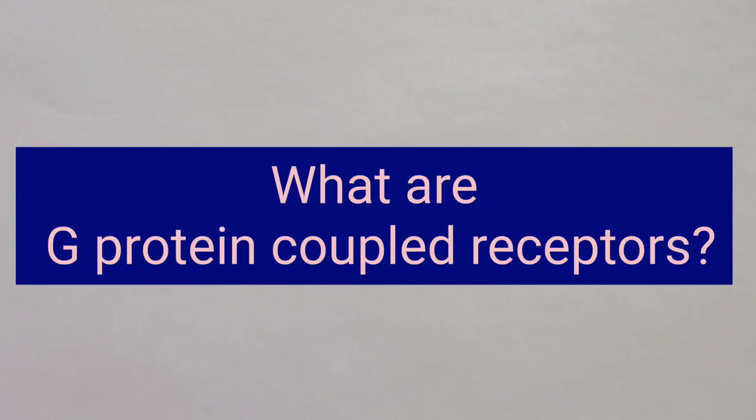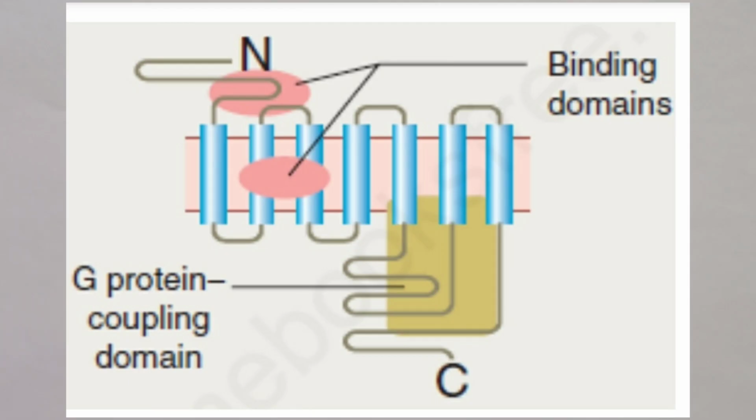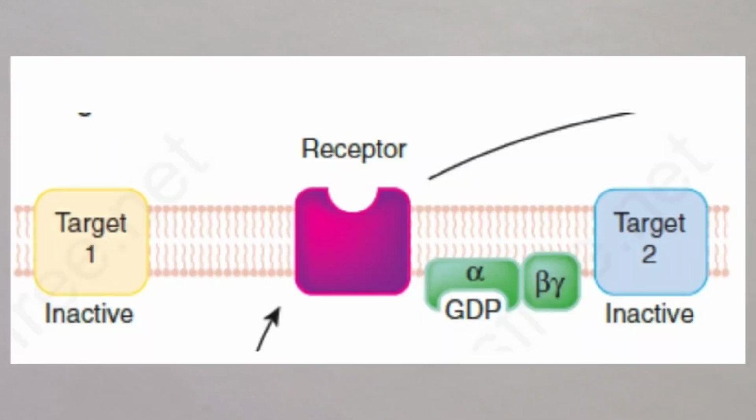So to start off with G-protein coupled receptors, what are G-protein coupled receptors? G-protein coupled receptors are also known as metabotropic receptors or 7-transmembrane spanning receptors. The structure comprises 7 transmembrane helices with an extracellular N-terminal and intracellular C-terminal. They are membrane receptors that are coupled to an intracellular effector system via a G protein.